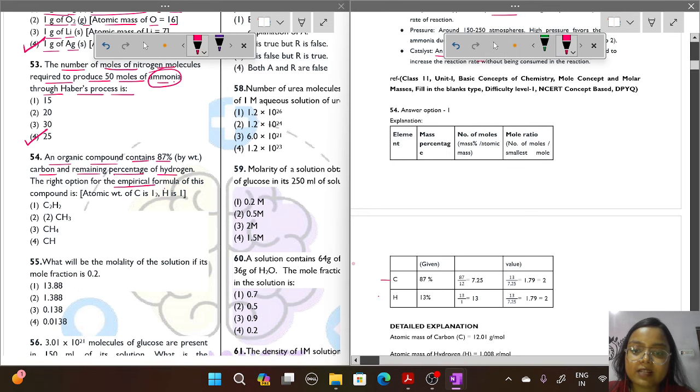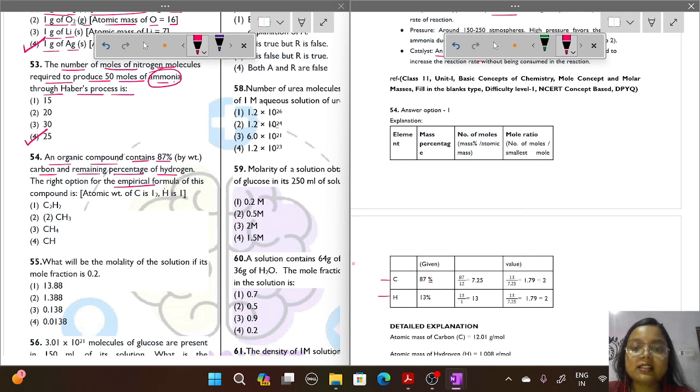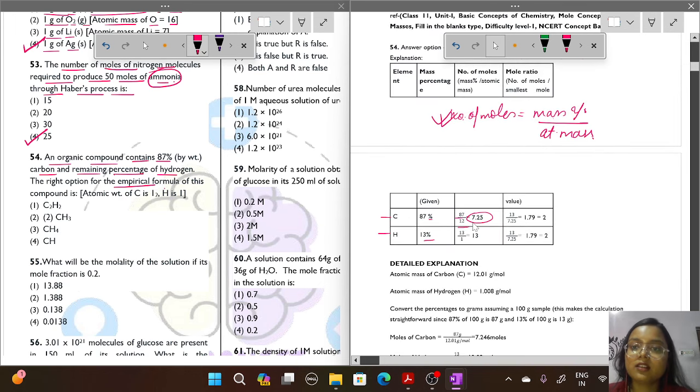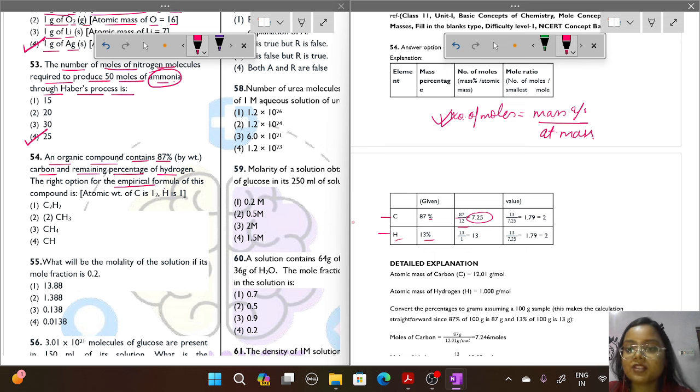So the elements given are carbon and hydrogen. We have to find out the empirical formula. Mass percentage of carbon is given as 87% and of hydrogen 13%. Okay, so we can find out the number of moles. What is the formula for number of moles? Number of moles is mass percent by atomic mass. So mass percent of carbon is 87 and atomic mass of carbon is 12, so we will get the number of moles as 7.25. Similarly, we can find the number of moles of hydrogen. Mass percentage of hydrogen is 13 and its atomic mass is 1, so the number of moles of hydrogen is 13.